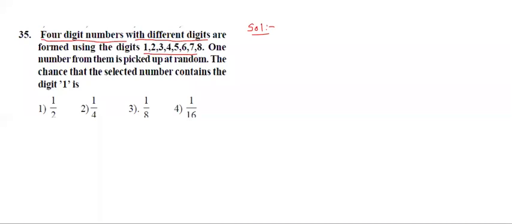Here, 8 digits are given, and we want to form a 4 digit number. So this is the overall possible cases. There are 8 digits. Out of 8 digits, take 4 digits and arrange them. That is 8P4. So the total number of possible cases, n of S, is equal to 8P4. Now we need to identify n of E.